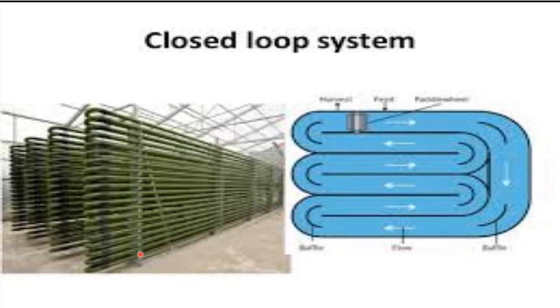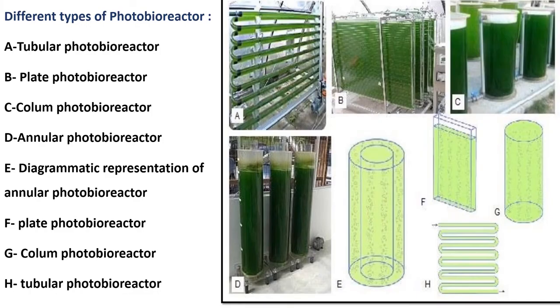It prevents evaporation, reduces water use, lowers carbon dioxide losses due to outgassing, and permits higher cell concentration, thus reducing the operation costs and attaining higher productivity. Examples are Dunaliella bardawil and Rhodella reticulata. Different types of photobioreactors are tubular photobioreactor, plate photobioreactor, column photobioreactor, and the annular photobioreactor.